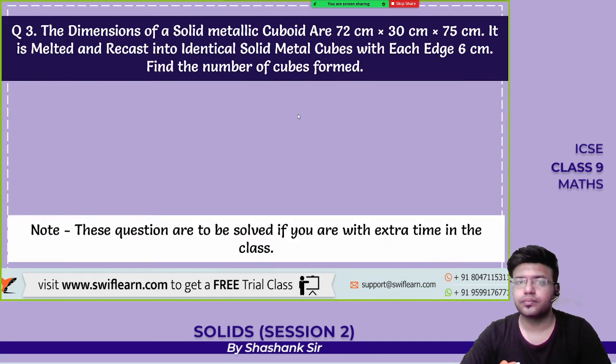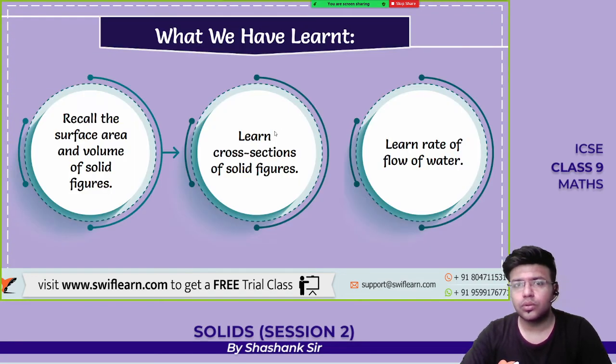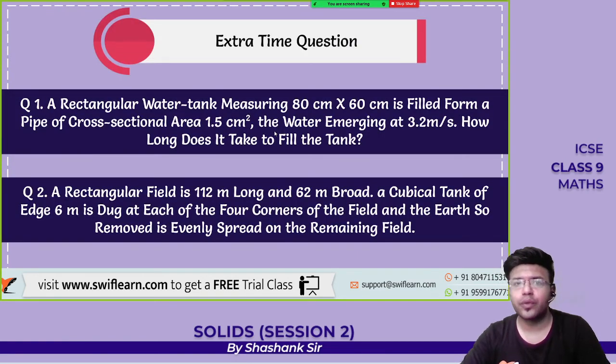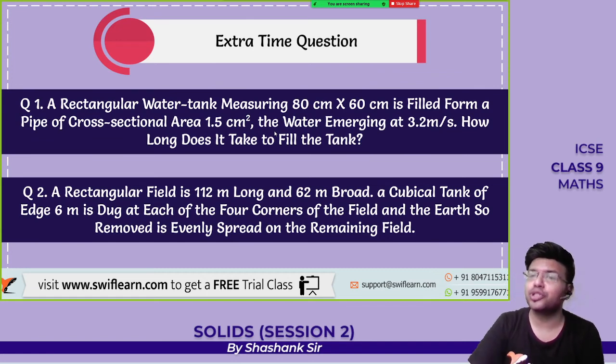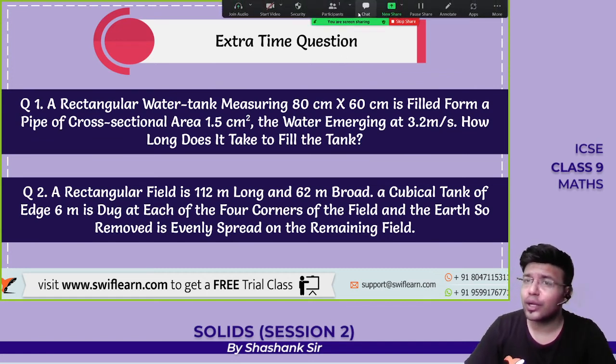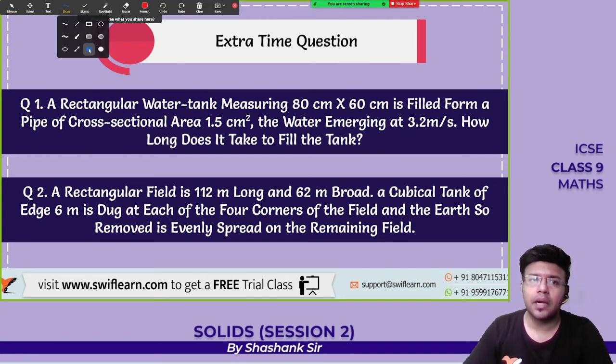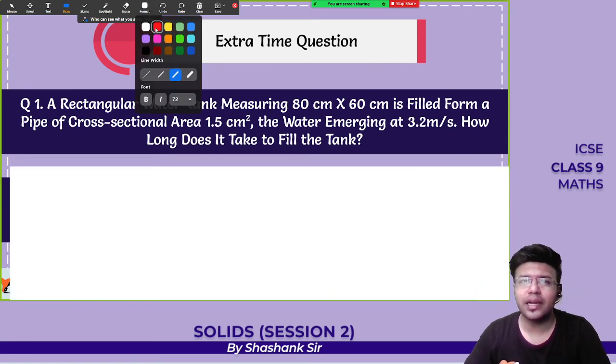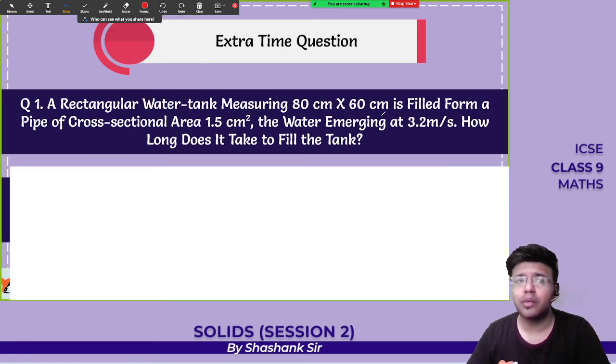So what did we learn today? We recalled the surface areas and volumes of solid figures. We learned cross sections of solid figures. We learned the rate of flow. So these are a few extra time questions. These are homework for you. I'll guide you how to do this. You need to get them done. The first question: a rectangular water tank measuring 80 centimeter into 60 centimeter is filled from a pipe of cross-sectional area 1.5.